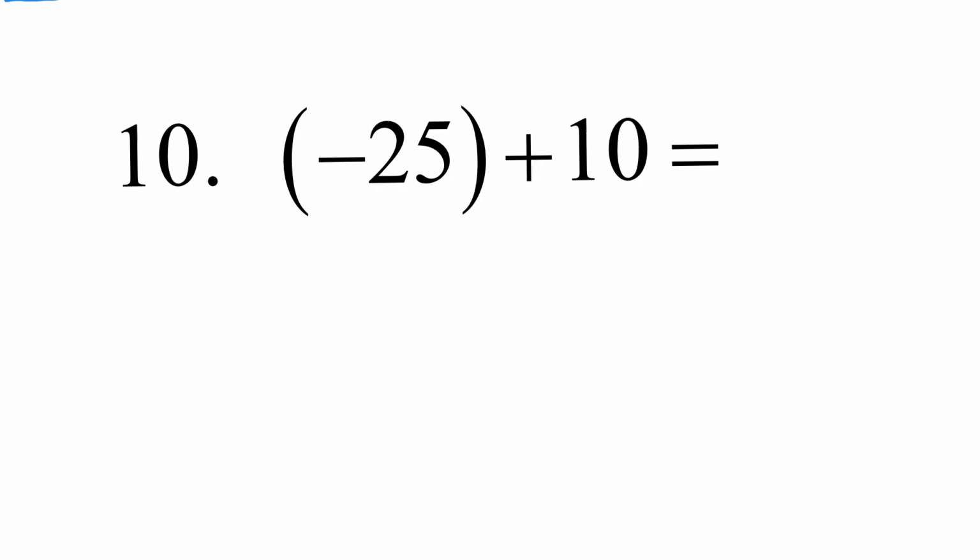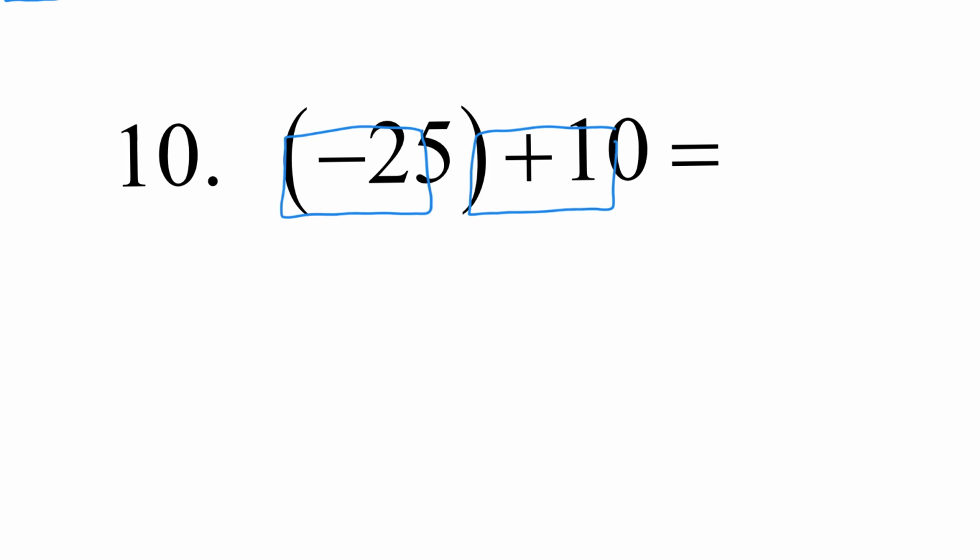And this one here, negative 25, parentheses, plus 10. So let's go ahead and look at the signs. We do have a negative 25 right here, so that number is negative. Plus 10, well, that's a positive 10 because it has a plus on the left side. It's a positive. The two numbers have different signs. So you subtract the numbers and you keep the sign of the biggest number.